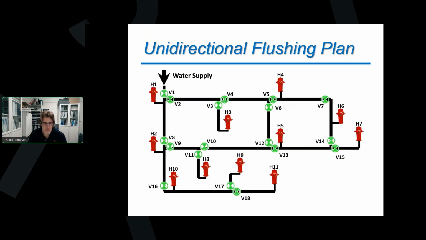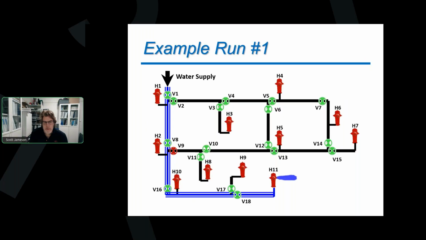So in this case, I decided I'm going to go this way. This is going to be my first run, right? And someone else may have decided, you know what, I want to do that loop over on the far right first instead. Once again, their plan is no different than mine as long as at the end we meet all the same goals. So you can see here, I've decided I'm going to flush out of hydrant number 11. To do that, I'm going to close valve number 9 there. I'm going to close that valve down in this edge of the loop here.